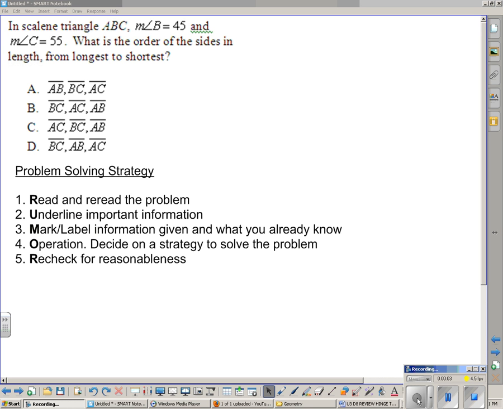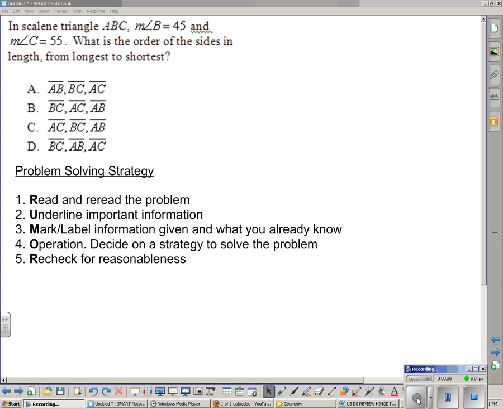Everyone, this is Ms. Sanchez, and we are going to solve this problem in front of us using a problem-solving strategy called RUMOR. RUMOR is an acronym where, of course, every letter in that acronym stands for something. We're going to first focus on the first two letters of RUMOR, R and U, and we're focusing on both of them because we do them simultaneously.